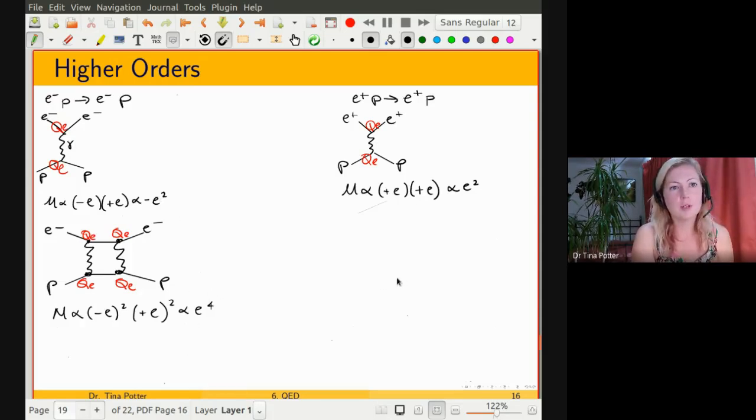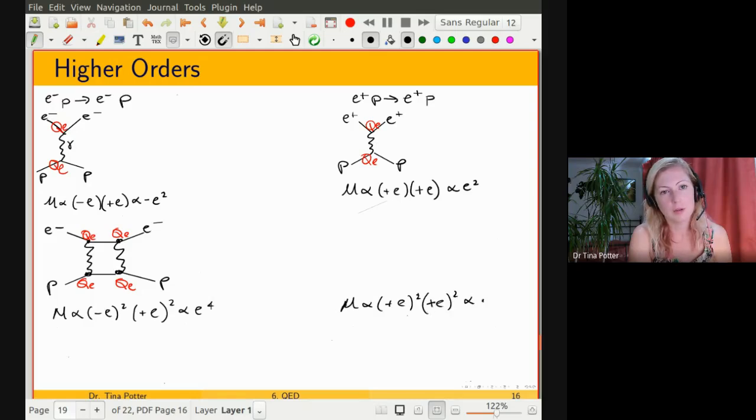But if we were to draw the same diagram here for our positron proton scattering, we're going to get the same thing actually, because you'll get plus E squared for your positron vertices and plus E squared for your proton scattering, so proton vertices. So again, it's E to the 4. So these second order matrix elements are the same for electron proton scattering as positron proton scattering, but the lowest order is not, and it's the differences in the way that it mixes.